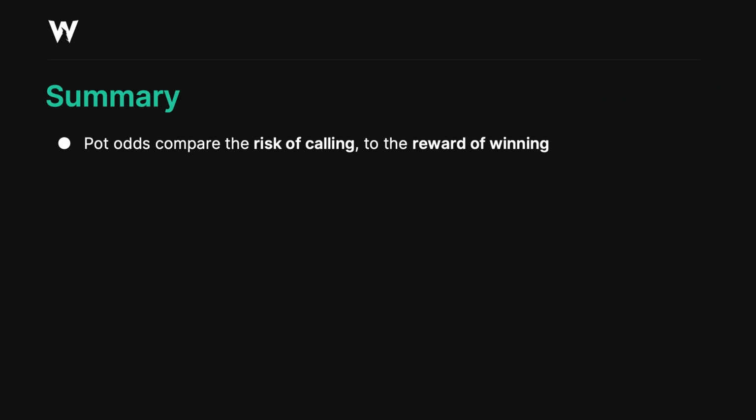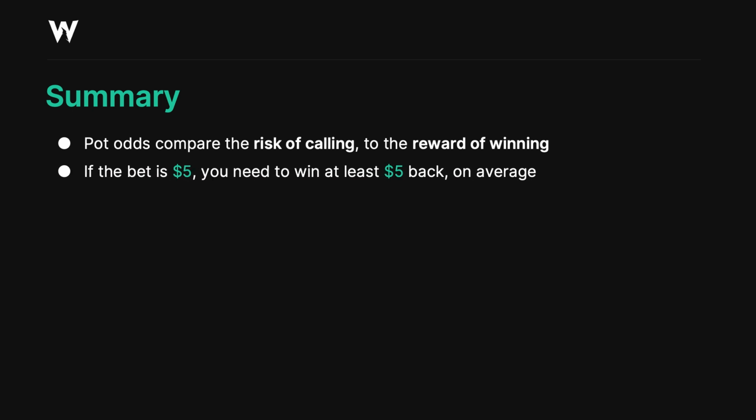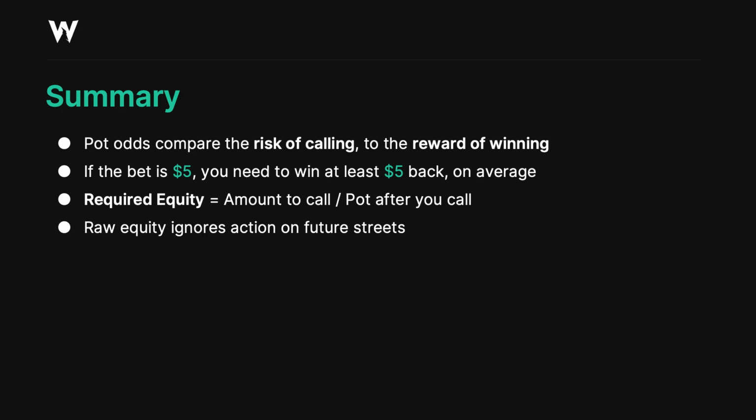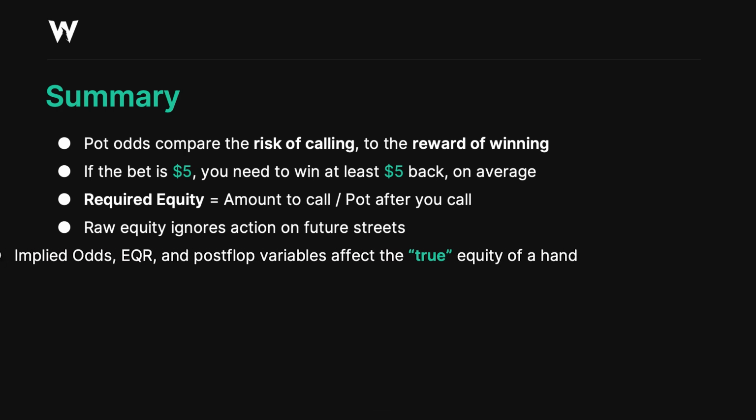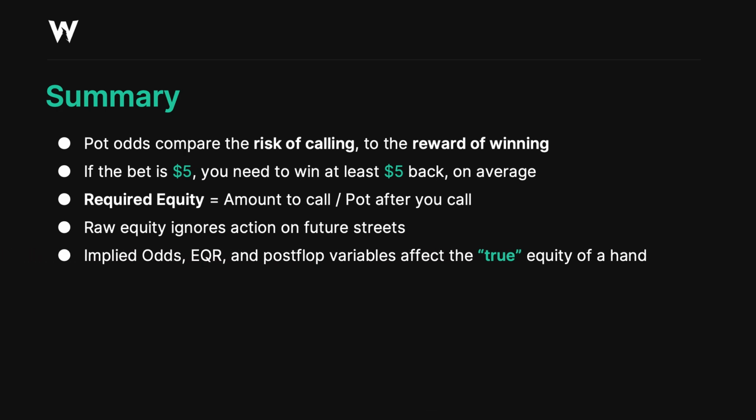Let's summarize. Pot odds compare the risk of calling to the reward of winning. Fundamentally, if the bet is $5, you need to win at least $5 back on average. And in order to calculate how often you'll need to win that pot, what you do is you say, how much do I need to call, and divide that by the pot after you call. The thing is that raw equity, or required equity, ignores action on future streets. And so things like implied odds, equity realization, and these post-flop variables can all affect the true equity of a hand.